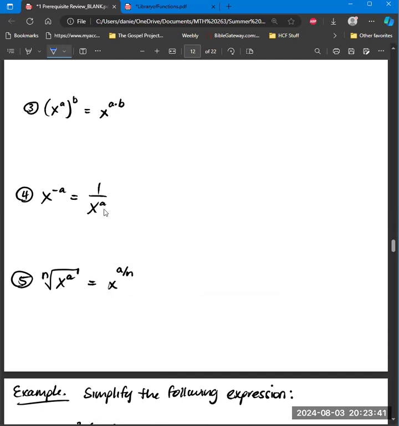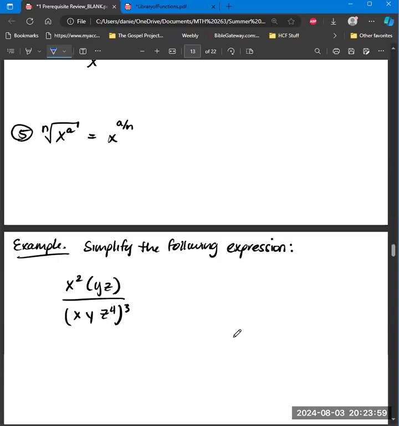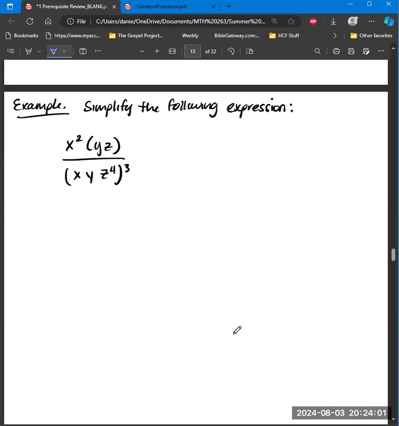and any nth root is going to be the denominator of the power here. So the nth root of x to the a is going to be x to the a over n. These are all going to be important rules for us here in a little bit. So let's go ahead and practice our rules of exponents and simplify the following expression.